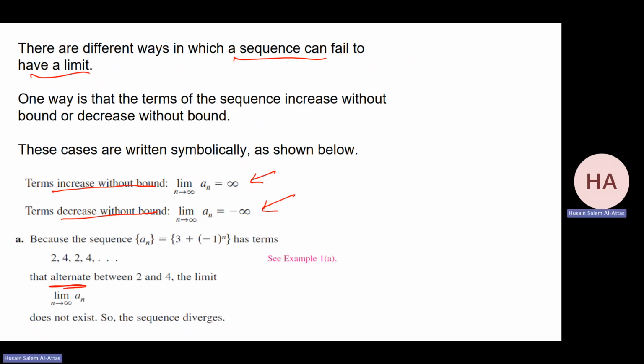For example, this one, I know it's 2, 4, 2, 4. We did it before. 2, 4, 2, 4. The problem is I don't know where I will stop. So we say the sequence diverges. So usually we need to deal with whether the sequence diverges or converges. These are the most important things about the sequence.